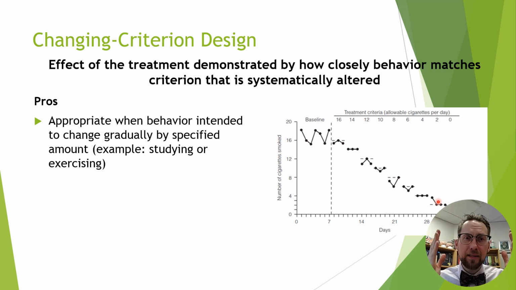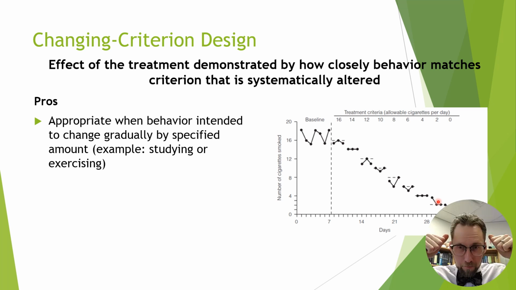A pro of this is it's very helpful when behavior is intended to change gradually by a specified amount, like say studying. If you only study the night before the exam, you're robbing yourself of an education, right? You have to study all the time, but that can be difficult. So then you set this. I'm going to study 3 pages a day. Until I can do that, then I'm going to study 5 pages a day, or 7, or whatever you think is reasonable. Not going from 3 pages to 20 pages, obviously. But this is how you can increase. Or I want to exercise once a week. Once I do that, I can do it twice a week, etc.